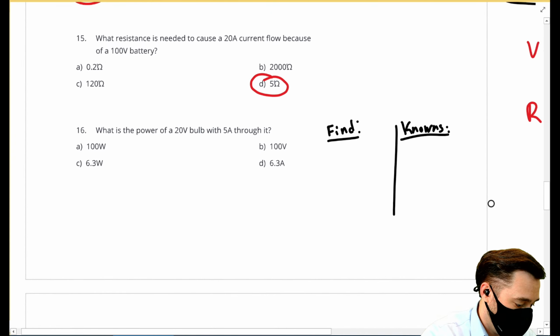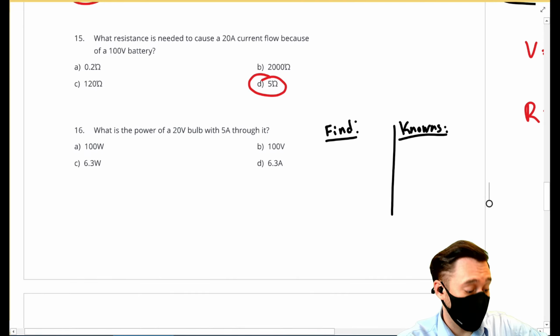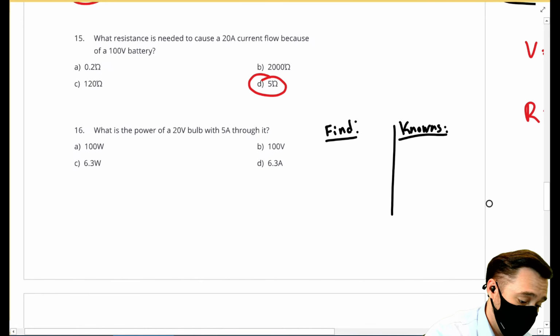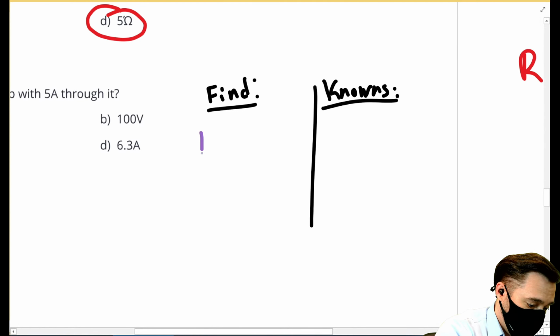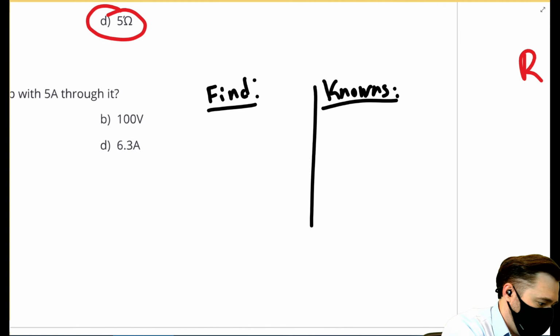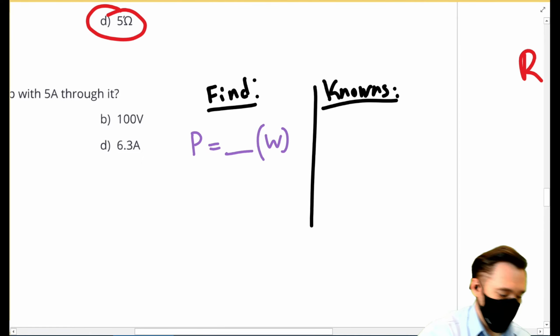Go get some coffee. Okay, so what is the power of a 20 volt bulb with 5 amps running through it? So it's asking what is the power? Power is, let's see, does purple work better? Yeah, I like purple. All right, and that's going to be in units of watts. And actually, let's go with the thinner purple. That's better. All right, so power is in watts.